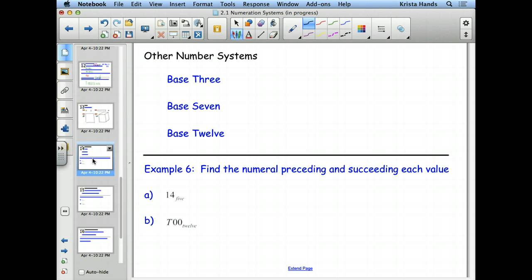So we always start with 0. We will have a 0 no matter what base we're in. Now in base 10, we go from 0 up to 9. We have 10 digits because it's base 10.